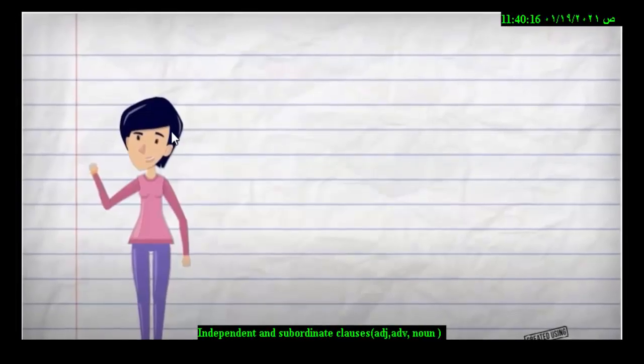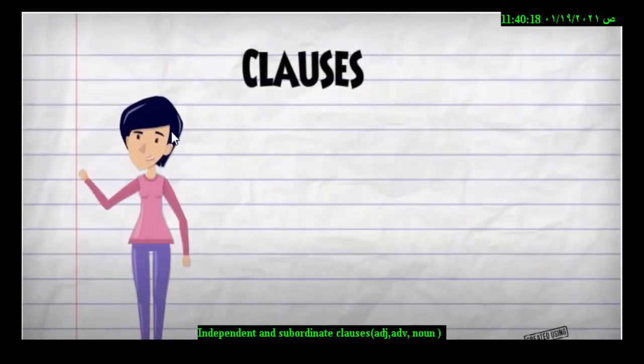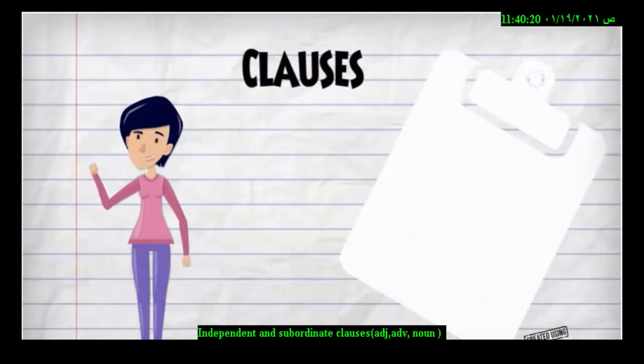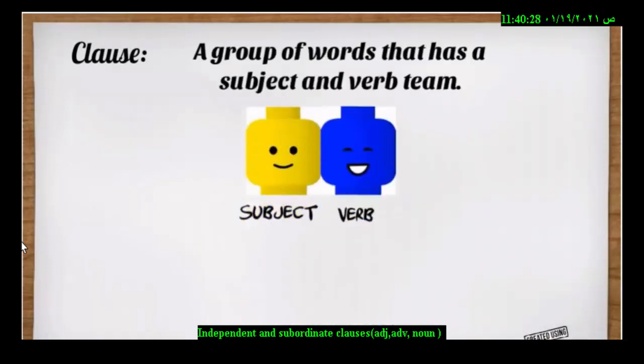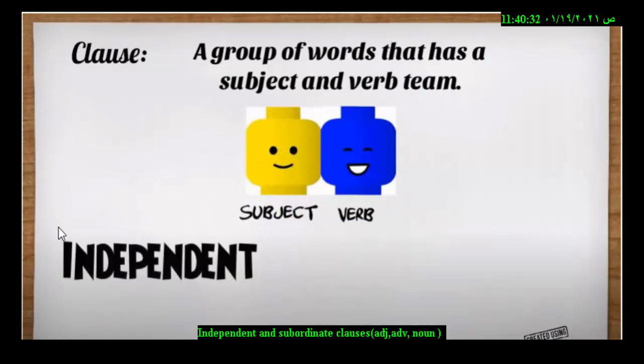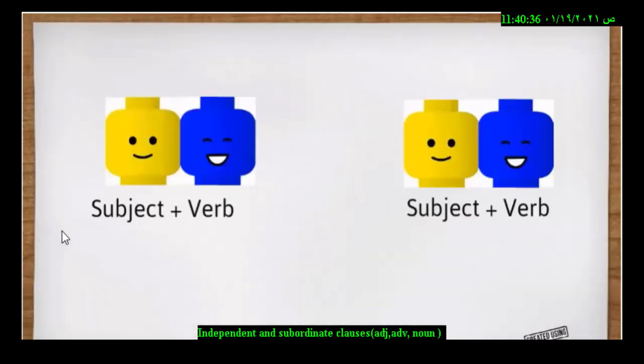Let's get started. Thanks for joining me to learn about clauses. Be sure to have your notes in front of you to fill in as you go along. A clause is a group of words that has a subject and verb team. There are two kinds of clauses, independent and dependent.